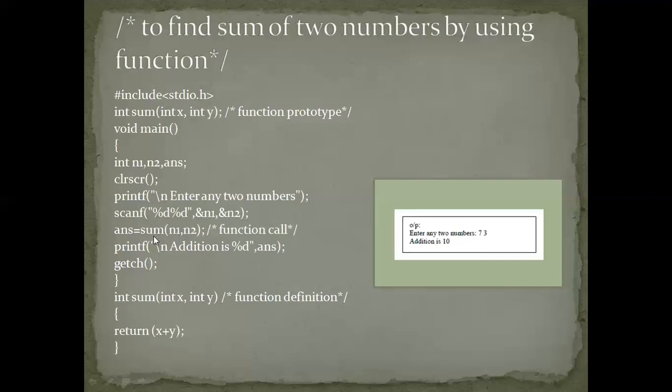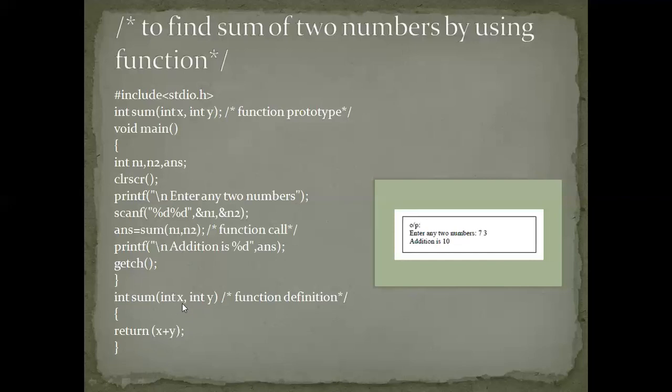When we perform this operation, whatever the result will come, that result will be stored into the answer variable. Okay, so when control comes here, what happens? Immediately the control will move to the sum function. So before executing this printf, when control comes here, int sum int x comma int y, this is function definition. Function definition can be written before the main function or after the main function. So what is the operation you are going to perform here? Return x plus y. Okay, x plus y is nothing but the summation of the two numbers.